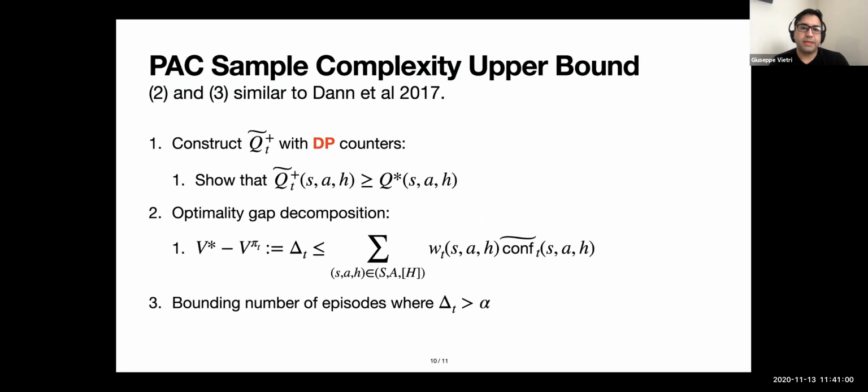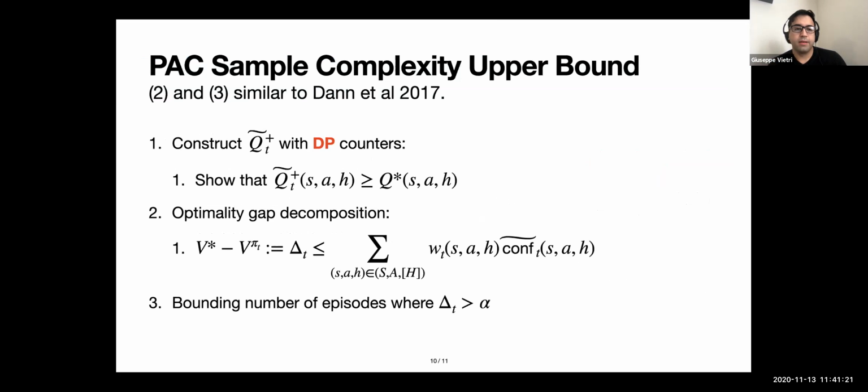The sample complexity analysis follows 3 steps. Number one is to construct the optimistic Q function using the private counters and to show that this is in fact optimistic, so that the Q tilde plus is greater than Q star, where Q star is the Q function given by following the optimal policy.